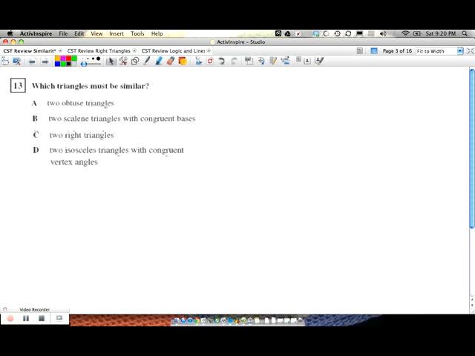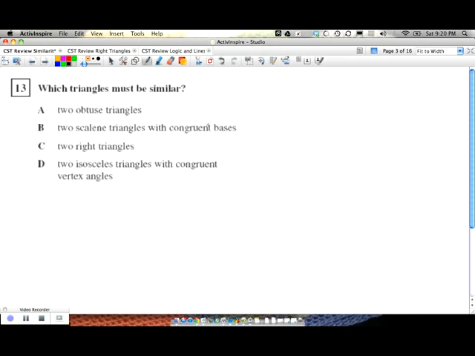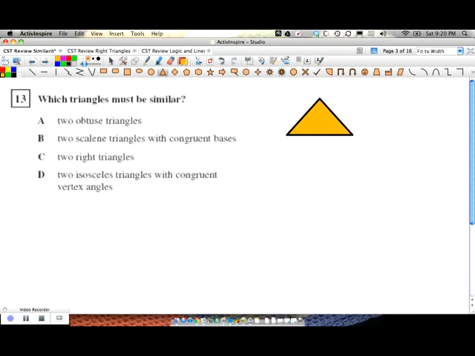Which triangles must be similar? Well, that's kind of interesting. Two obtuse triangles. Well, I know that's not true. How do I know it's not true? Because I can make it so they're not. This is obtuse, and so is this, and they are not similar.